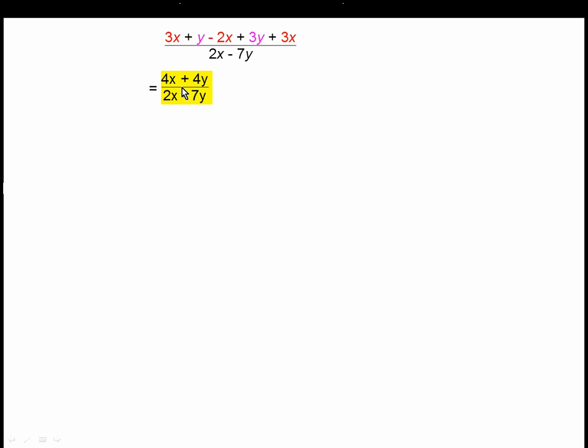Now if you notice in the numerator, I could factor out a 4, but if I factor out the 4, nothing cancels. So there really is no reason to do it. I'm just going to leave it alone like that. So if the factoring doesn't lead to any canceling, you don't have to do it.